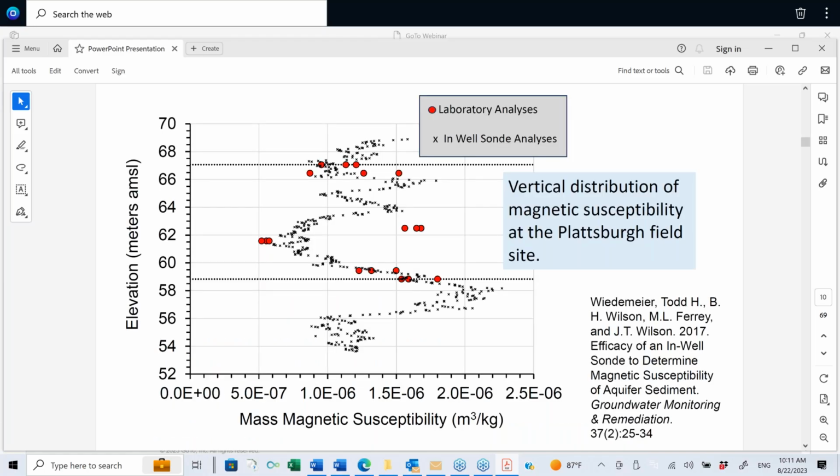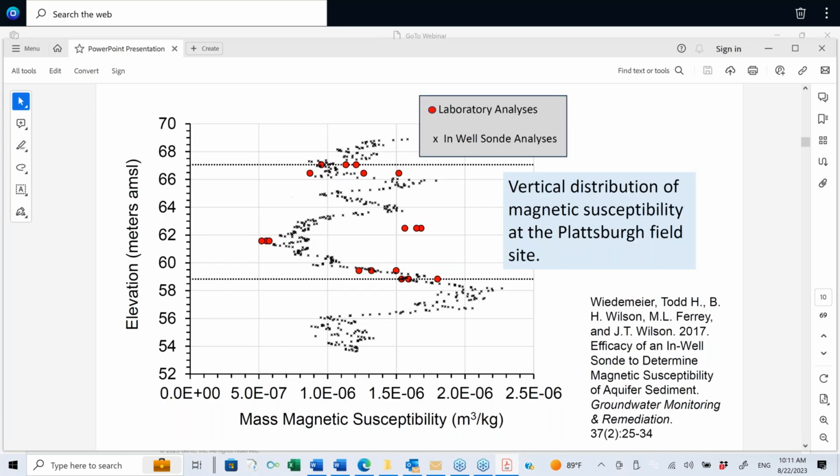These are data produced by Todd Wiedemeyer comparing the vertical distribution of magnetic susceptibility at one of our sites to measurements that were done on core samples at the same location that were taken back to the laboratory and measured with a conventional laboratory magnetic susceptibility meter. And it tracks reasonably well, certainly to a useful extent.